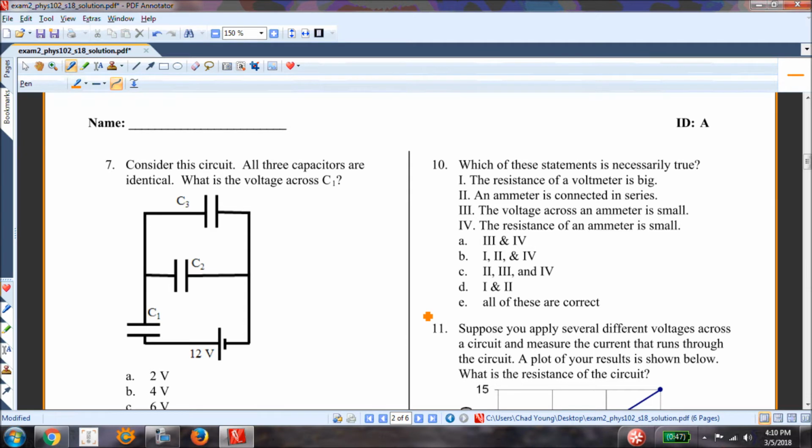All 3 capacitors are identical. What is the voltage across C1? Well, let's just redraw this.